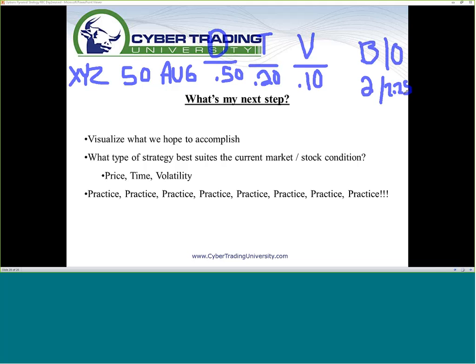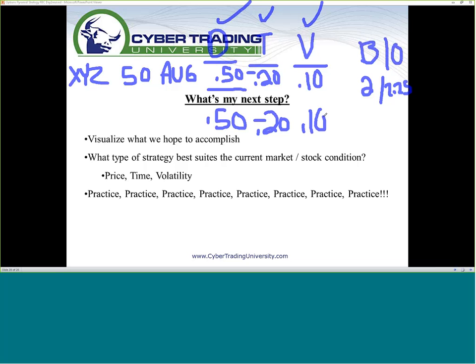When we look at the delta, what that does is if the stock goes up by $1, from $50 to $51 a share, the delta of 0.50 means you're going to make 50 cents on that option contract. That $2 option contract will be worth $2.50. The theta is always a negative. It's 20 cents. That means if you hold the option for one day, that value is going to go down by 20 cents. And Vega, which is volatility, shows that if the implied volatility goes up by 1%, you're going to make 10 cents on this.